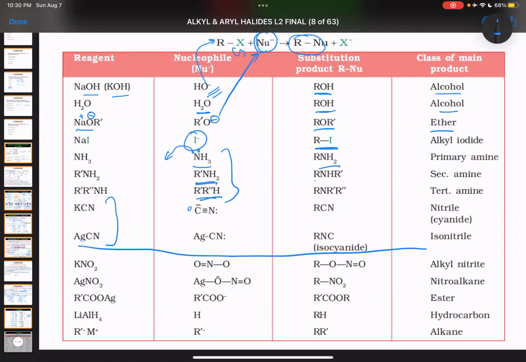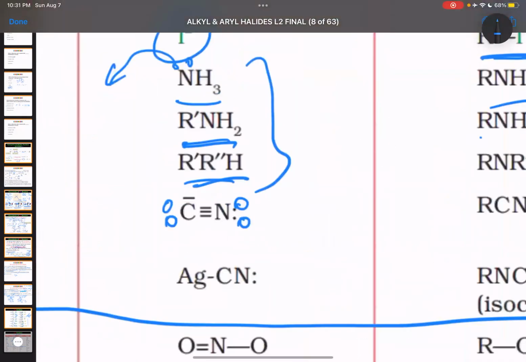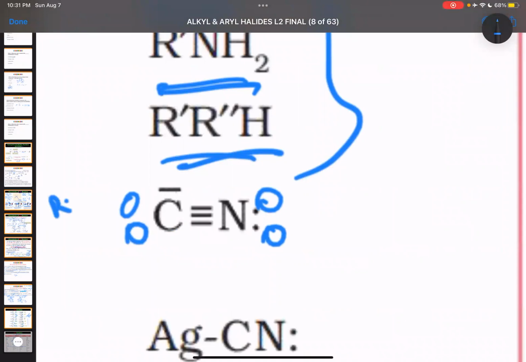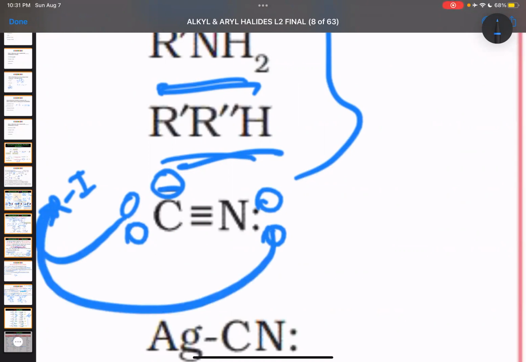First of all, let me tell you, CN minus is an ambidentate nucleophile. What do you mean by an ambidentate nucleophile? It means it has lone pairs on two different sides. You can see over there. So it can attack RX, RI from the carbon side, which is the normal attack, or it can come and attack from the nitrogen side also. So either carbon will join or nitrogen will join. That is very important.